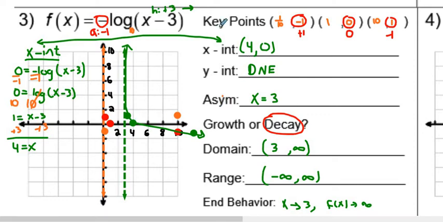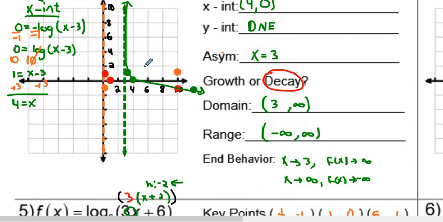So the y-intercept does not exist. You can see that clearly when I try to put a 0 in here. Log of -3, that doesn't exist. The asymptote's at x equals 3, it is h. This is a logarithmic decay. The domain is 3 to infinity. The range is -infinity to infinity, very slowly. There is no horizontal asymptote here, only vertically for logarithms. The end behavior: as x goes to 3, the graph is going up to infinity, and as x goes to infinity, it very slowly goes to -infinity.